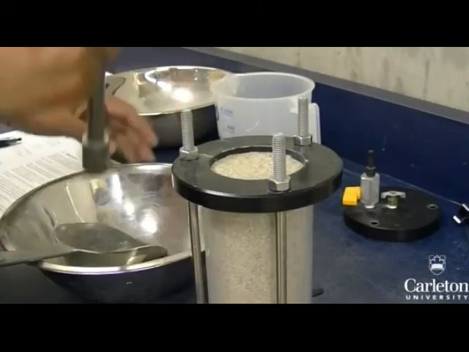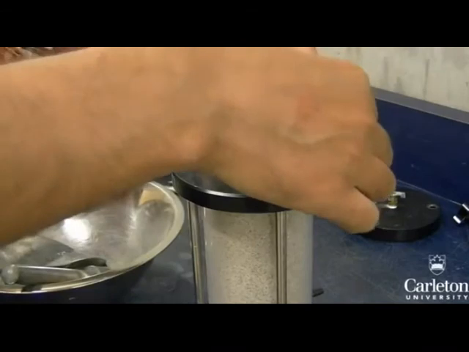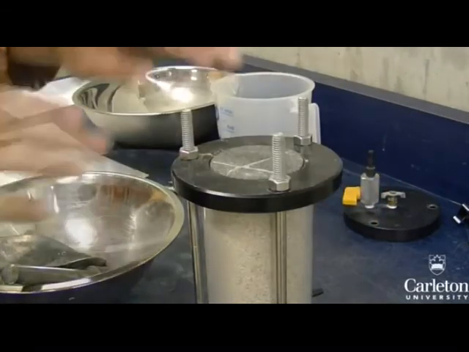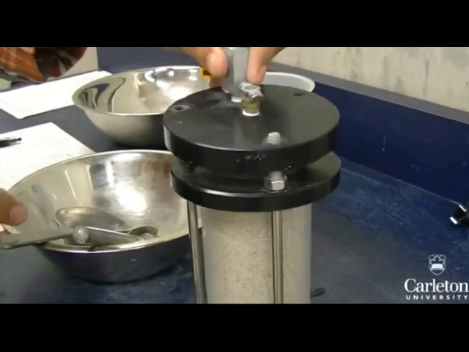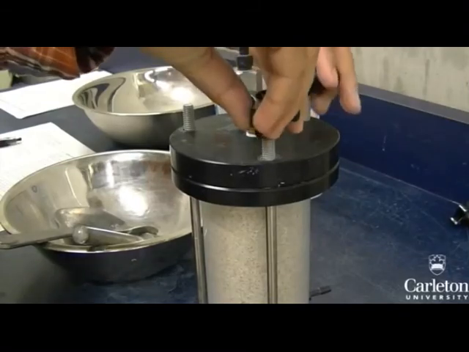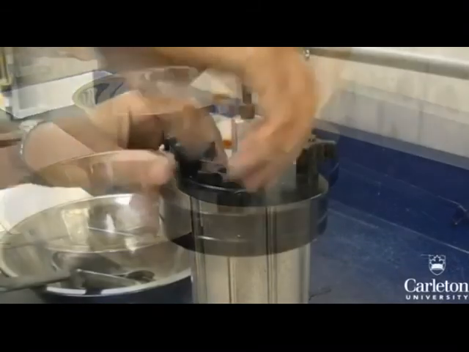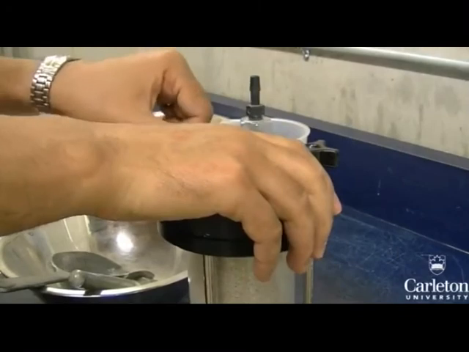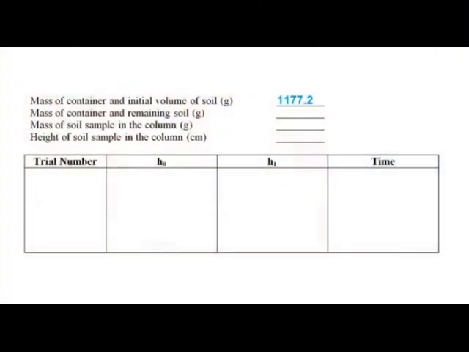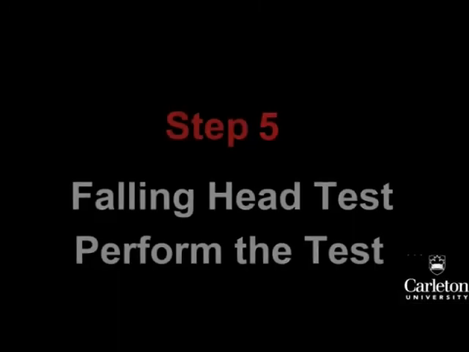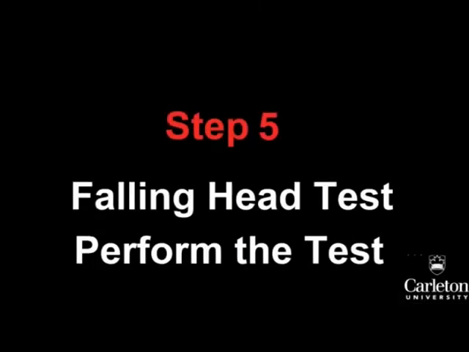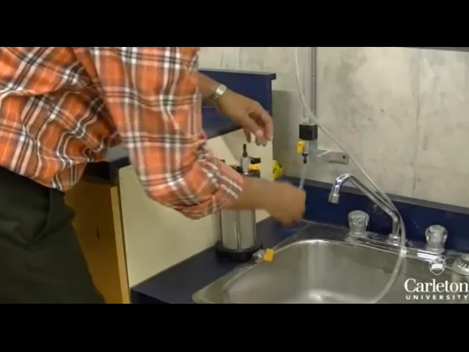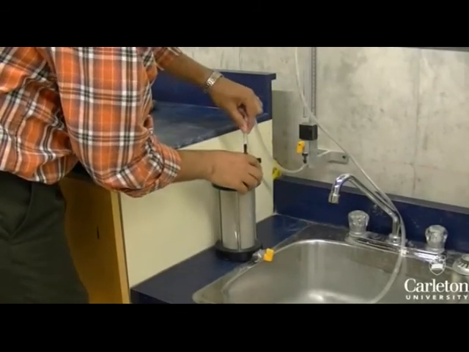Level the soil at the top of the cylinder. Place the second porous stone on top of it, and then thread the end cap on, securing it like this. Finally, record the mass of the soil container plus the unused soil. The setup for the falling head test consists of just one line connected to the test cylinder. Connect the line to the cylinder.